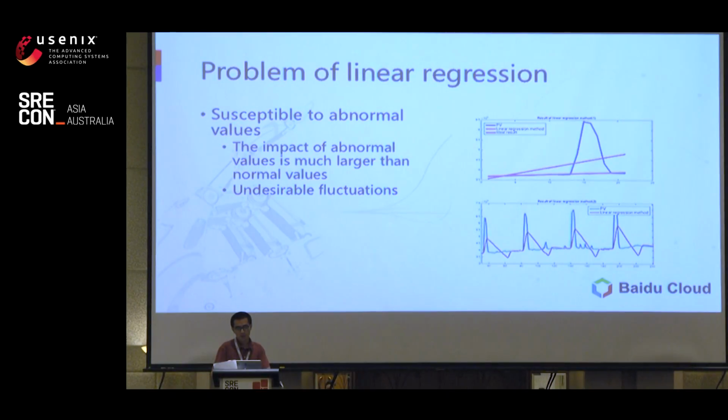The lower figure shows the PV curve and the predicted curve. We find that the prediction curve in orange still has undesirable fluctuations. Linear regression uses least squares as the loss function, but the square expands the impact of the abnormal values. This forces the fitting line to move towards the abnormal values. This is why linear regression is susceptible to abnormal values.